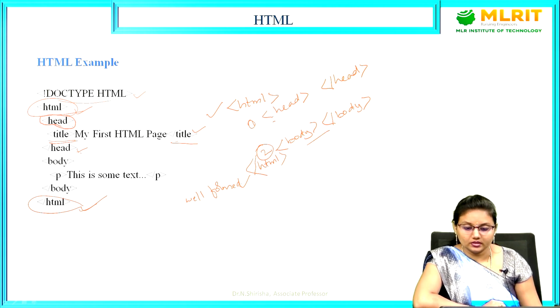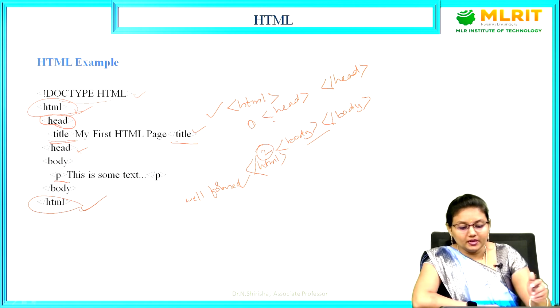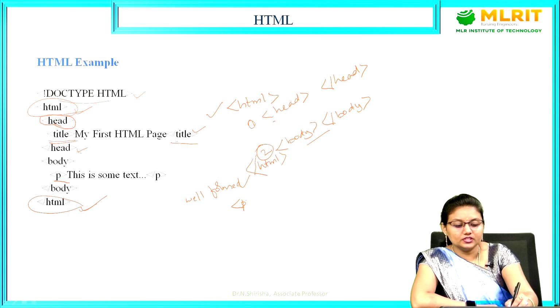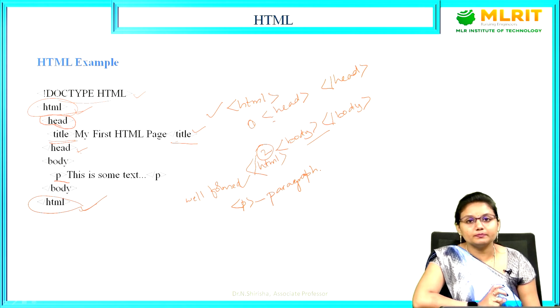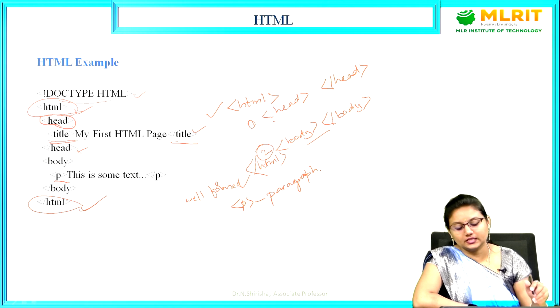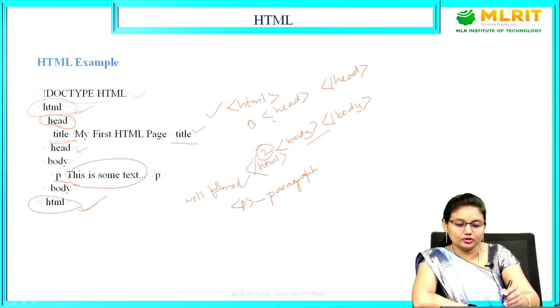So here is the body. In the body part, we have taken a P tag. P is also a predefined tag which defines a paragraph. P means paragraph tag. So this paragraph tag is used to display the content that you are giving in between the P tags, to display it as an output. So what is the content here? This is some text. So what is the output of this program?